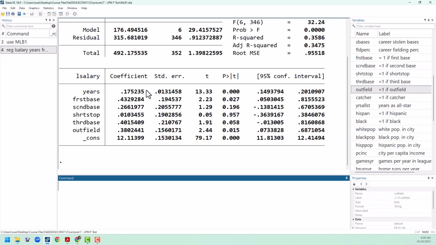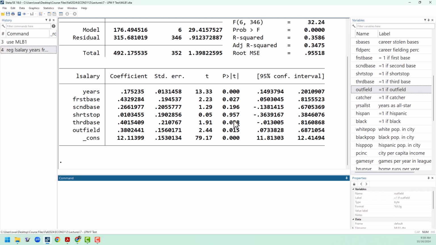Our players get higher salaries the longer they have been playing Major League Baseball, and then we have salary adjustments for each of our fielding positions. Since all these are positive, we know that catchers have the lowest salary, and then we can go from there to see that first base, third base, and the outfield generally have the highest salaries. Remember, since we ran this regression in logs, these are expressed as percentage changes. So for example, outfield players make about 38% higher salary than catchers.